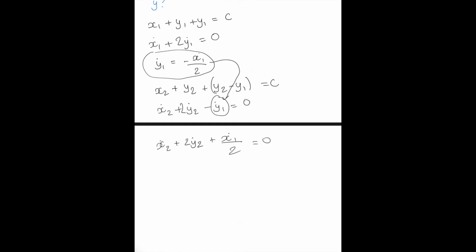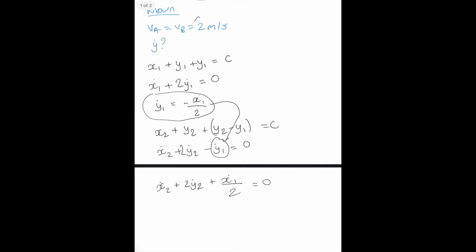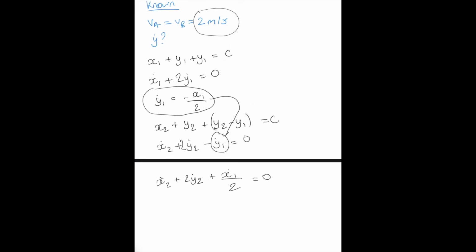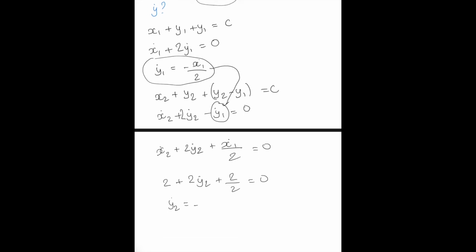and when we substitute the values we have, VA and VB, we can get y dot 2 is equal to minus 1.5 meters per second, or 1.5 meters per second in the upwards direction. And this will be our final answer.